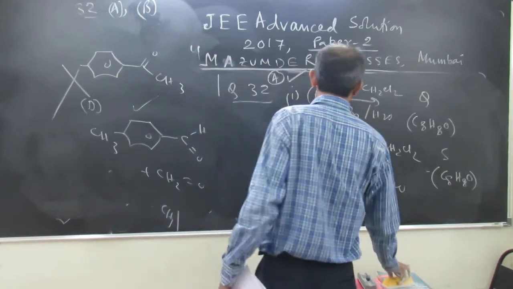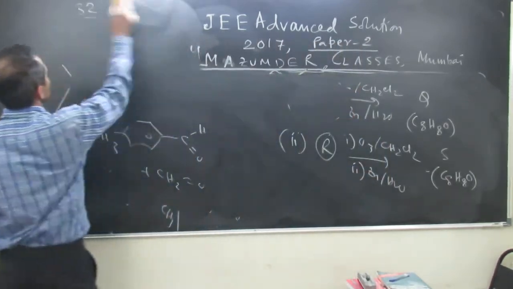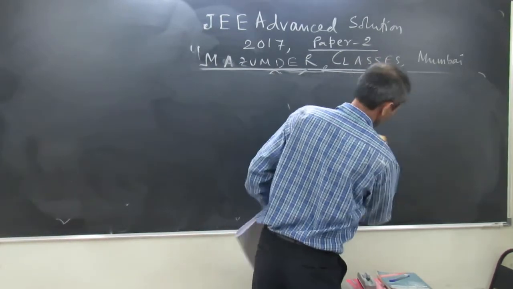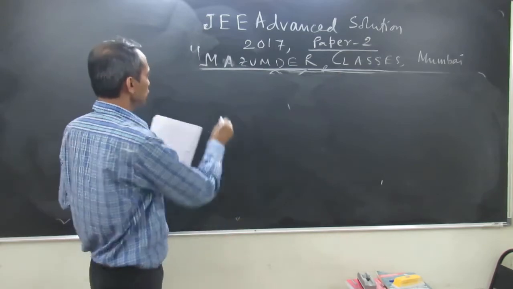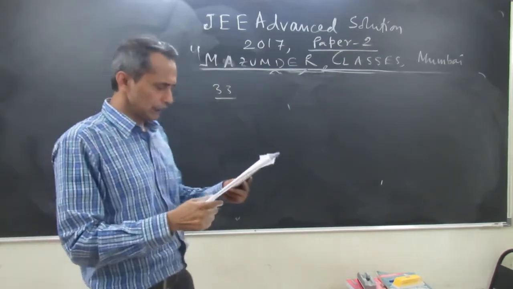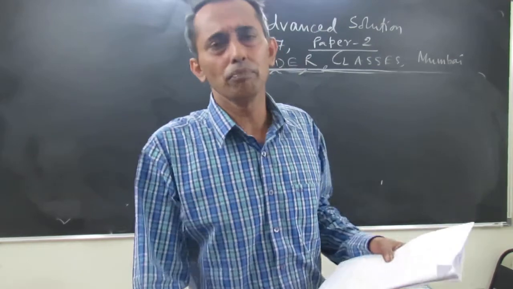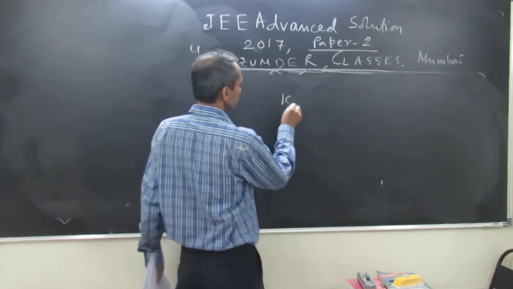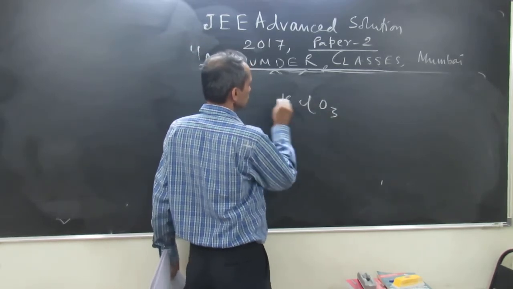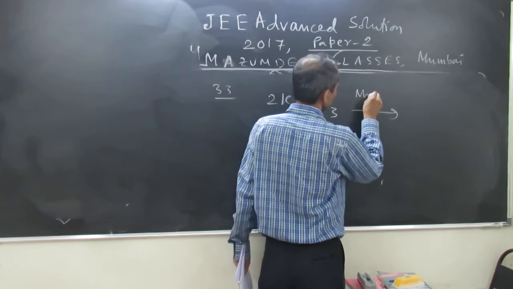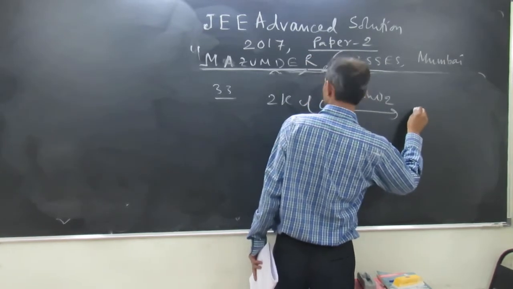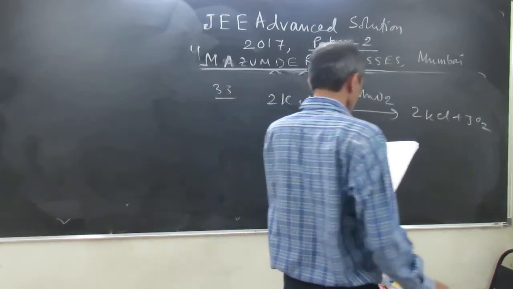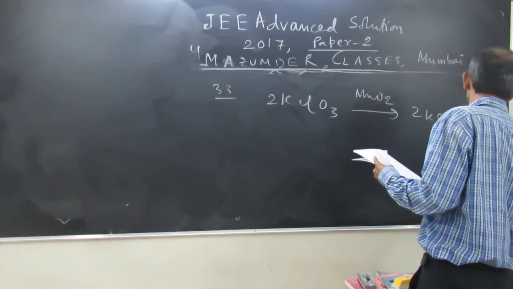Next, we'll come to another interesting inorganic chemistry part. Question number 33. They are saying that upon heating KClO3, the reaction you basically come across in class 9-10. If you heat KClO3 in presence of a catalyst at a low temperature, around 300 degrees centigrade, you get 2 KCl plus O2. So quite naturally, this oxygen is W.